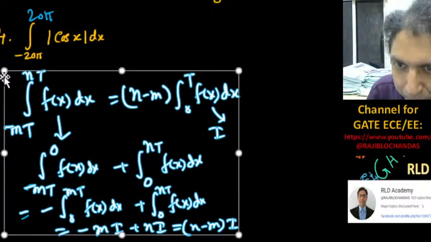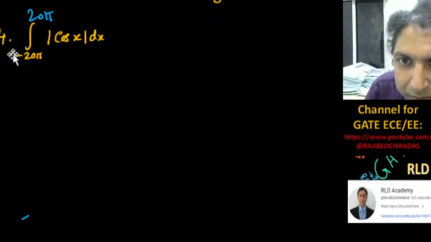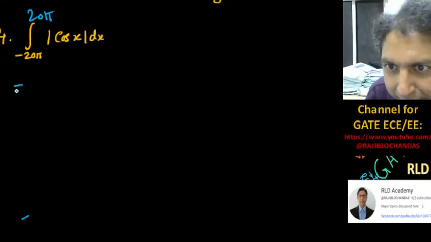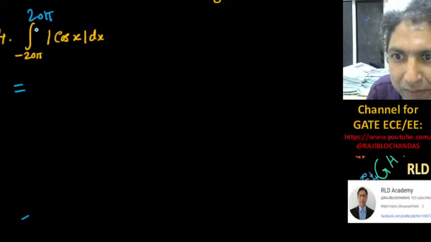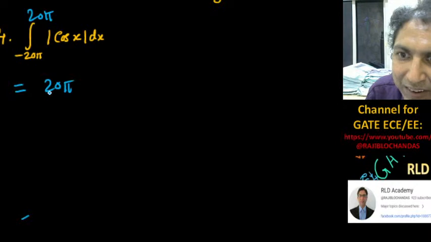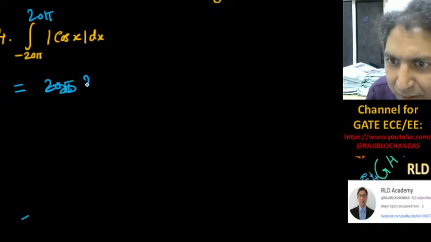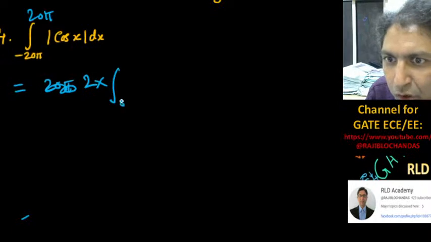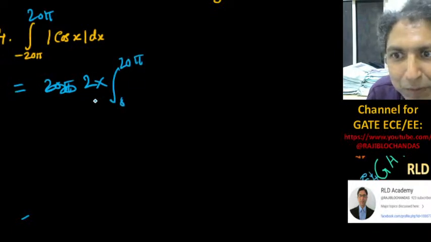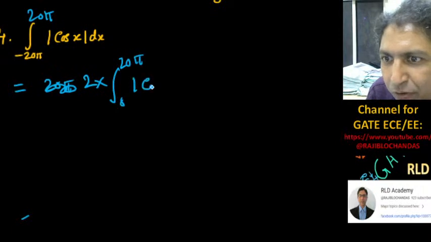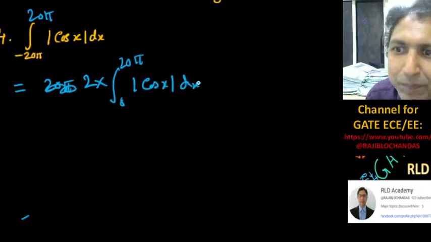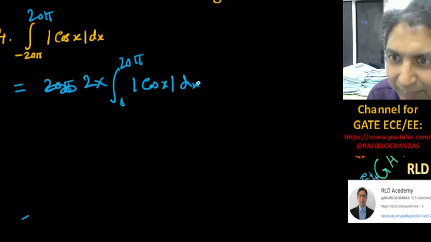Now it is very easy. This simple thing we can write as, so as it is 20, so 20 pi, and we can write 2 times because this is an even function. So 2 into the integral from 0 to 20 pi, because both sides are given, of mod cos x dx. First, I can do that, because minus 20 pi to 0 and 0 to 20 pi is the same thing, so it is 2 times that.